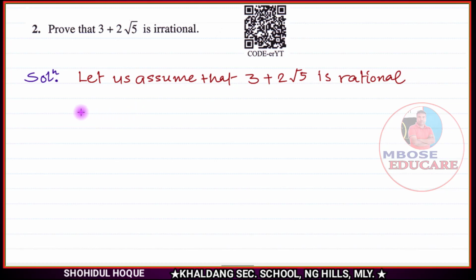When this number is rational, then we can express it in a by b form. That means 3 plus 2 root 5 is equal to a divided by b. This is the condition of a rational number, and another condition is that a and b must be co-prime.